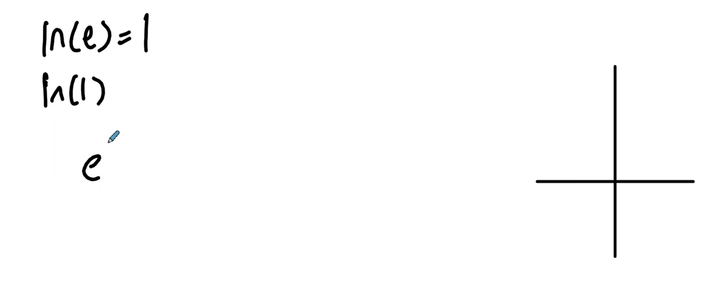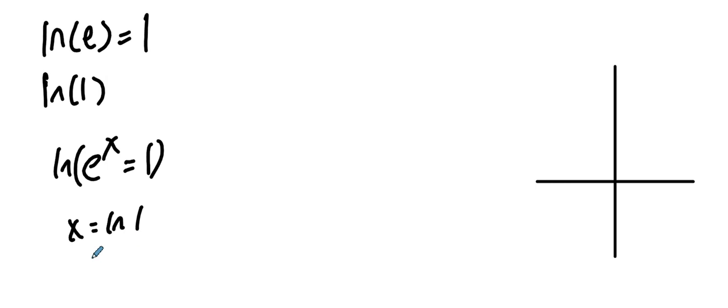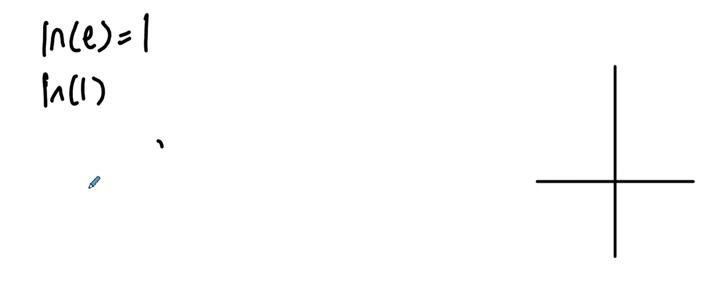So ln of e is equal to 1. Ln of 1, well, e raised to the x power is equal to 1. If we take natural log on both sides, x is equal to ln of 1. But in this case, any number x raised to the 0th power is always equal to 1. So we can use our judgment here and say that ln of 1 equals 0.